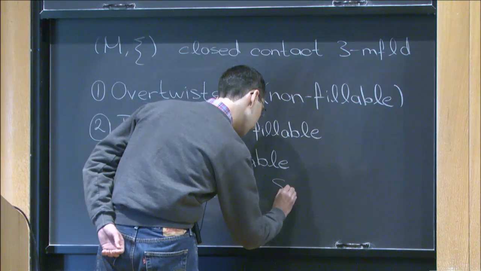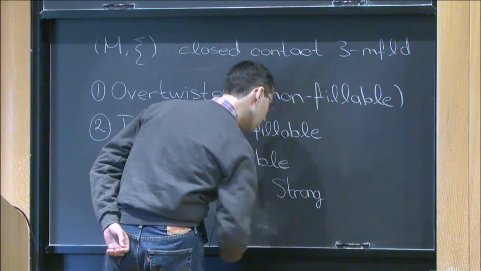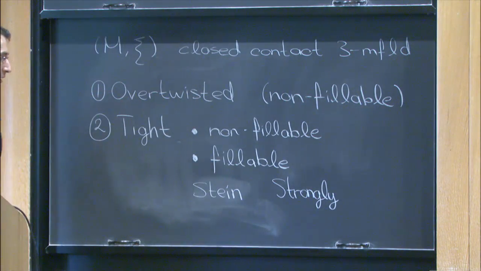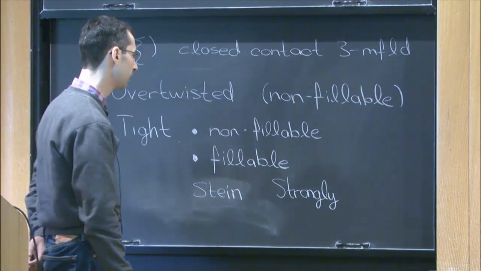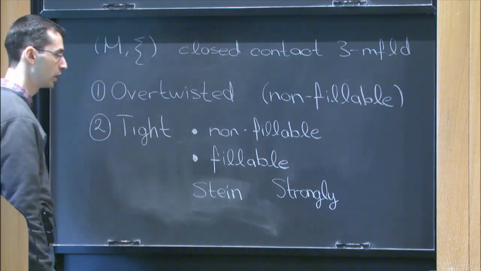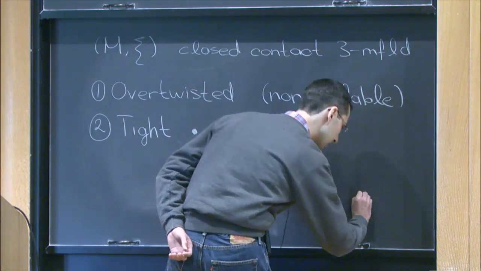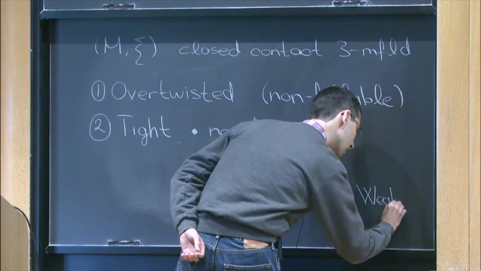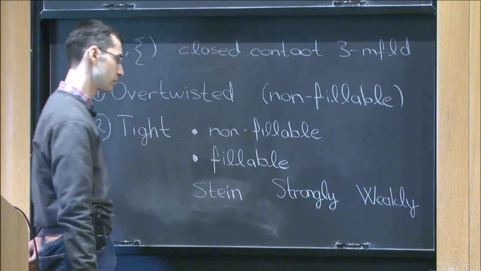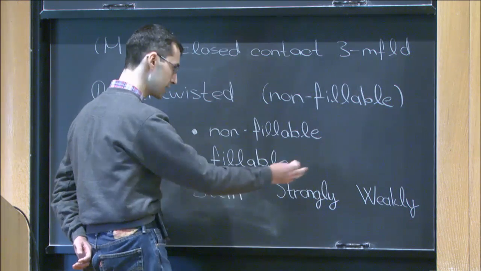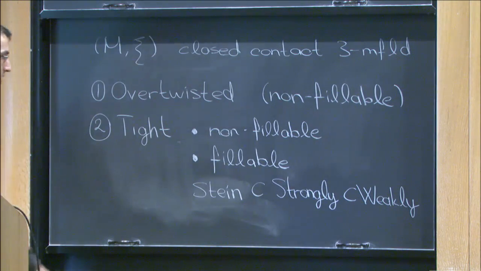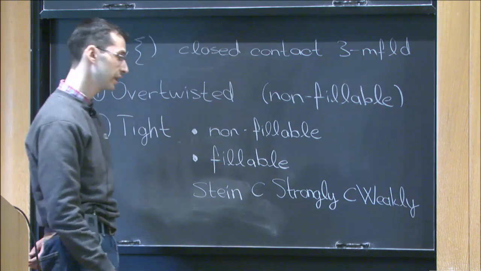And then there are strongly fillable ones. These are the ones that are not globally exact, but exact near the boundary, and some primitive for the symplectic form near the boundary gives you a contact form for the boundary contact manifold. And then there are the ones that are weakly fillable, which are just fillable in the sense we just talked about, that the symplectic form restricts to the contact plane field positively. From the definitions, we see that Stein fillable contact structures are strongly fillable, and strongly fillable ones are weakly fillable.